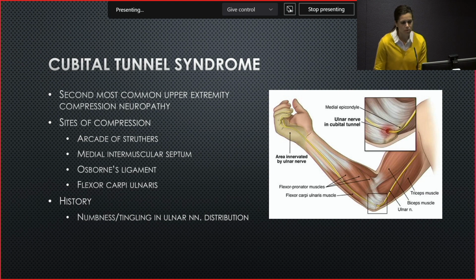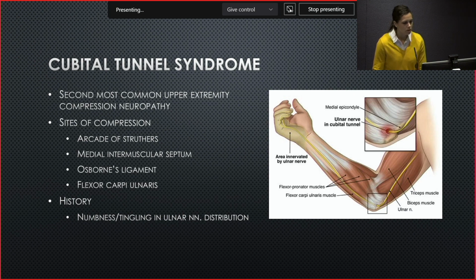So cubital tunnel syndrome is ulnar neuropathy that localizes to the elbow. We discussed the primary sites of location a little bit. So just above the elbow, sometimes the medial intermuscular septum can also be a compressing force, especially in patients that have big, strong triceps. I think it squeezes the nerve against the intermuscular septum. And then Osborn's ligament at the ulnar tunnel, and then distally it can be compressed at the flexor carpi ulnaris.